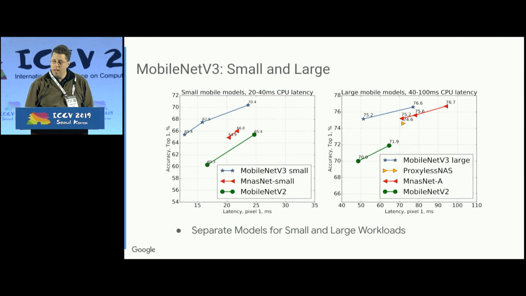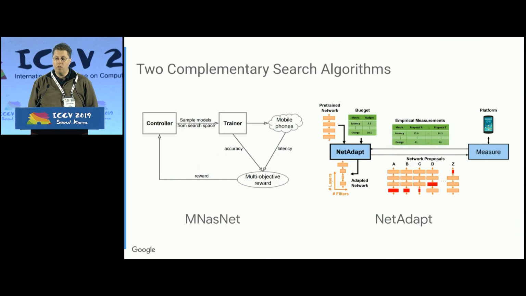Okay, for MobileNet v3, we targeted really a small and a large workload. On the left, you can see the trade-off curve between latency and accuracy for small models. On the right, you can see the trade-off curve between latency and accuracy for large models. The intuition here is that we recognize that there are different types of use cases. So small models for either low-end phones or for possibly light workloads, and then large models for more high-end phones, as well as high workloads. You can see in both use cases, we've moved the Pareto curve.